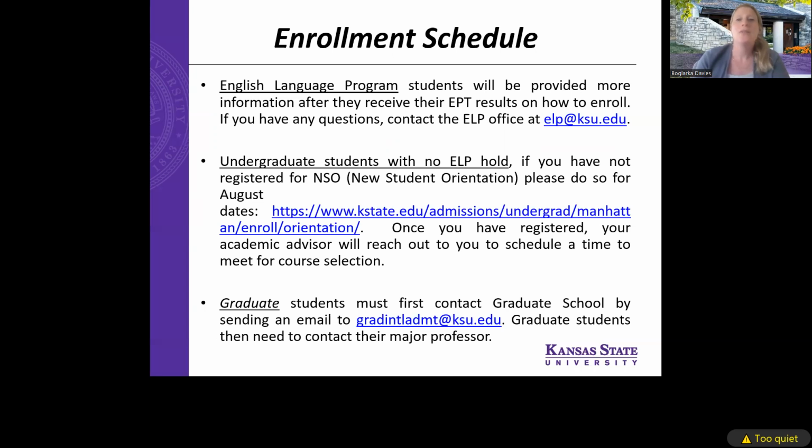Once you have registered, your academic advisor will reach out to you to schedule a time to meet for course selection. Graduate students must first contact the graduate school by sending them an email, and then they will be able to contact their major professor to enroll in classes.